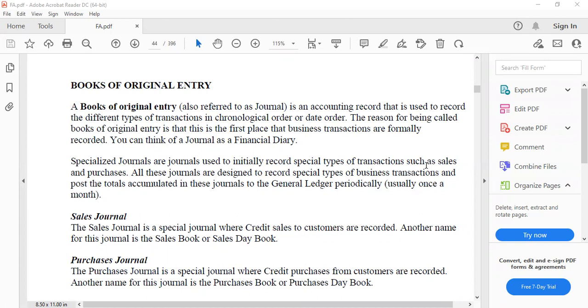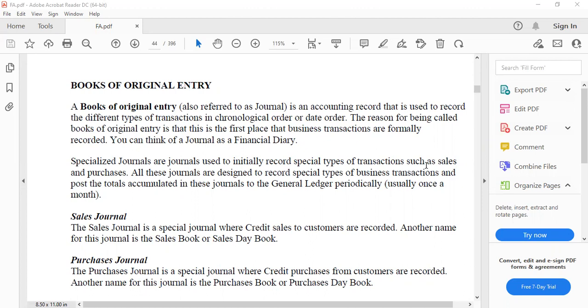In our lesson number 1, we discussed the accounting equation. In lesson number 2, we looked at the application of the accounting equation in the balance sheet. Now we are moving to more advanced stages and getting to familiarize ourselves with the kind of books that are kept by an accountant.